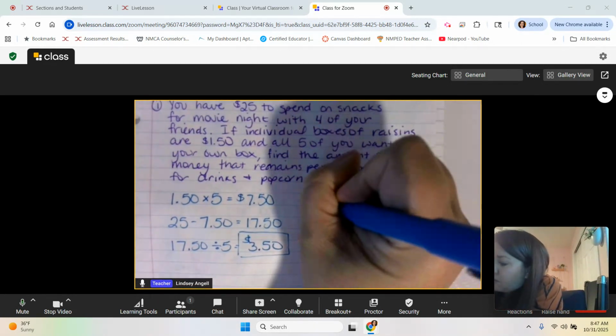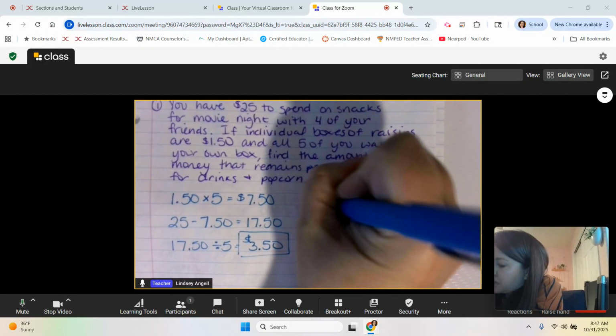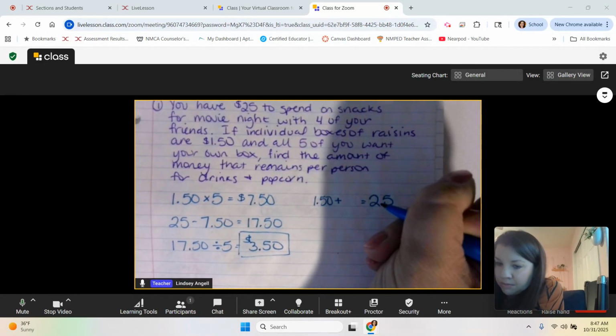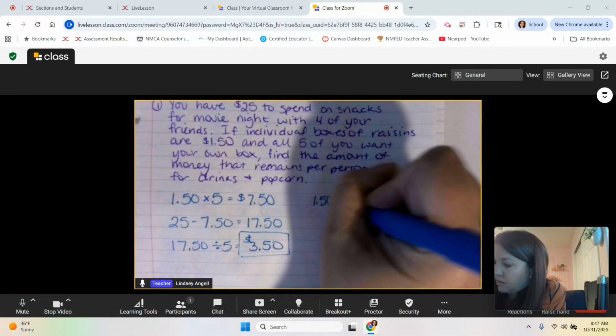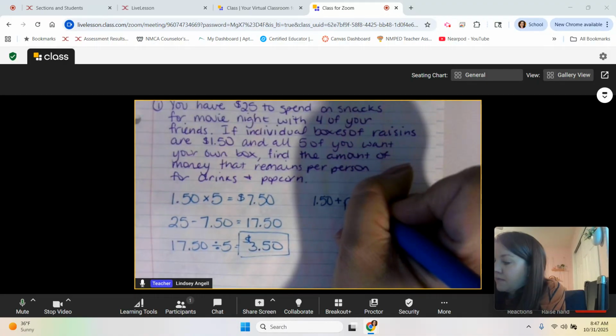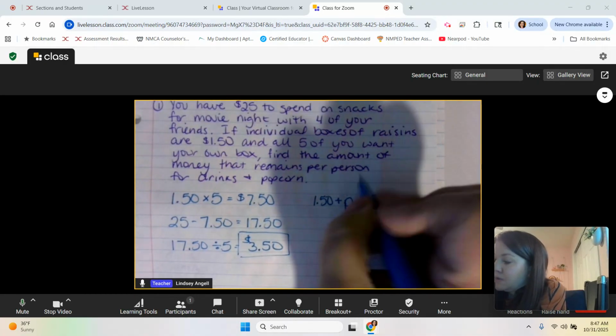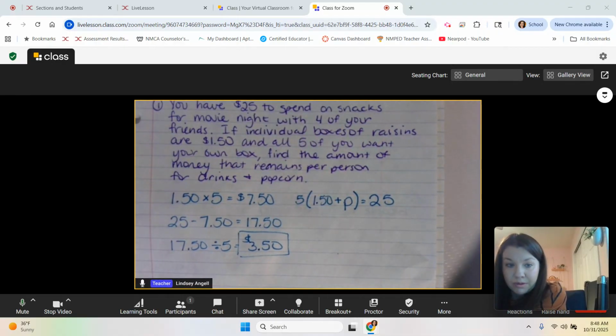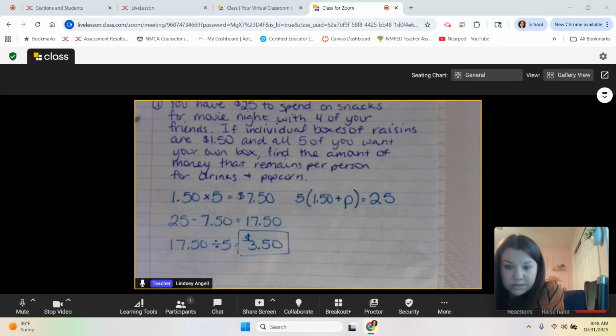Okay, so we know that the raisins cost $1.50. We don't know how much the popcorn and drinks cost, so I'm just going to put P for popcorn. We don't know how much that costs. But that is for 5 people. This amount needs to be multiplied by 5 because there are 5 people that are going to the movies, right?